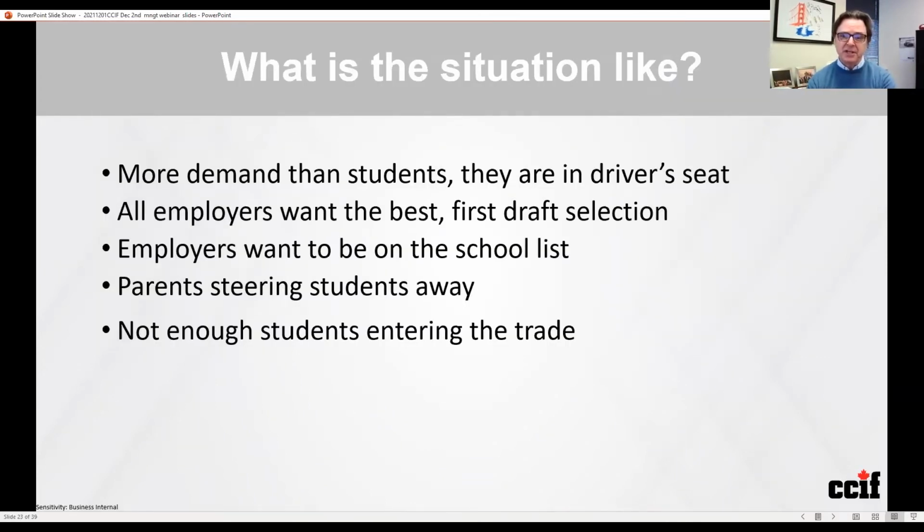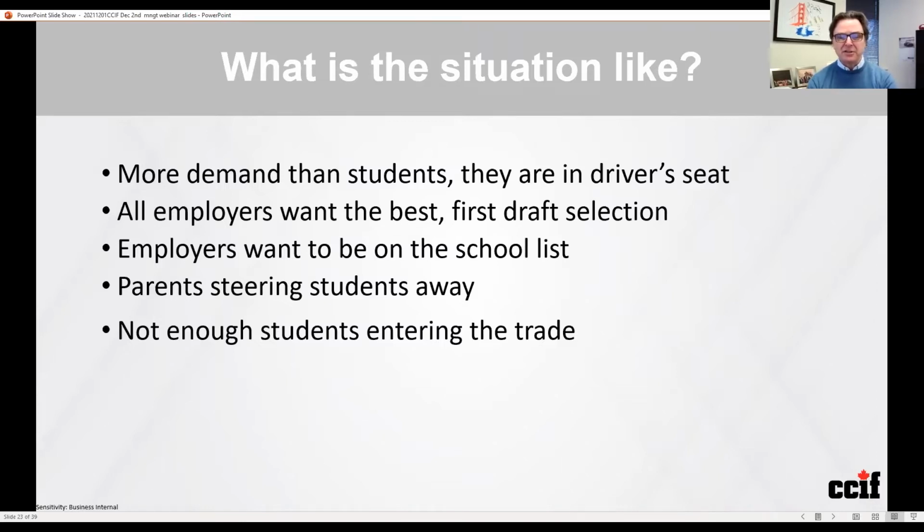So the situation now, these are the things that I put together. These are things that we're hearing. So there's more demand than there are students. So that means that the students are in the driver's seat. And that's something that I heard, and I said, well, that's an interesting statement.